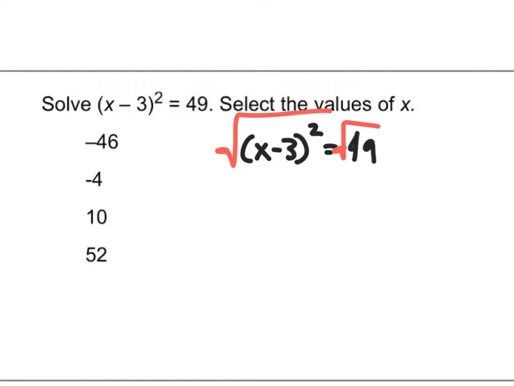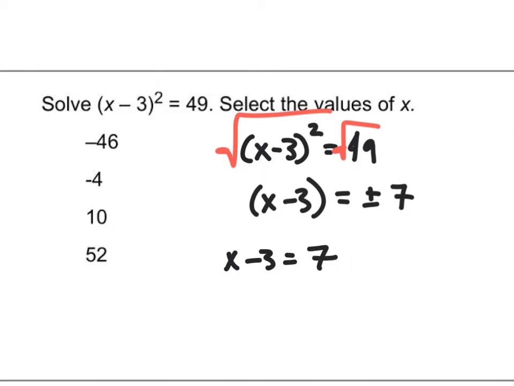So I end up getting the quantity x minus 3 is equal to plus or minus 7, since the square root of 49 is 7. So then I get x minus 3 is equal to positive 7, or x minus 3 is equal to negative 7. Then I'm going to add 3 to both sides.